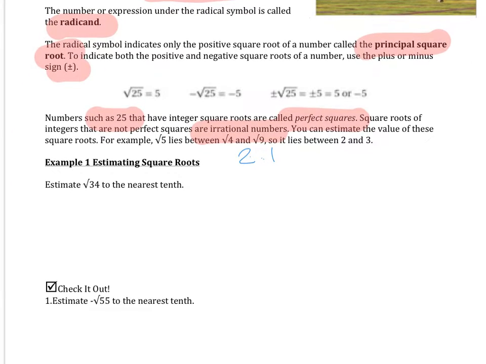So we're going to estimate the square root of 34, and the perfect squares that it lies between are the square root of 25 and the square root of 36. So it's somewhere between those. The square root of 25 is 5, the square root of 36 is 6. So it lies somewhere between 5 and 6. Since it rests closer to 6, you might want to estimate it to be about 5.8.